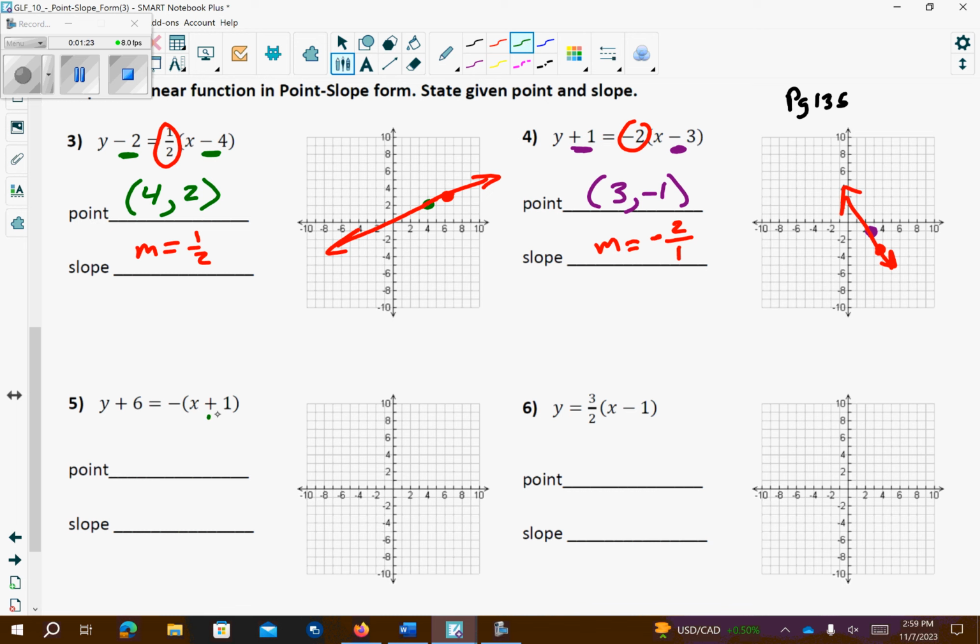The next problem, again, the opposite of the x value, so it's going to be a -1. The opposite of the y value is going to be a -6. Let's go ahead and plot that. So -1, -6 is down here. Notice out front, I just have a negative, so it's going to be -1. So my slope is going to be -1 over 1, because you want to make it a fraction, so you're going to go down 1, right 1. Connect the dots.